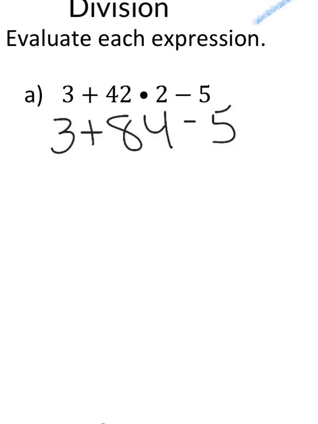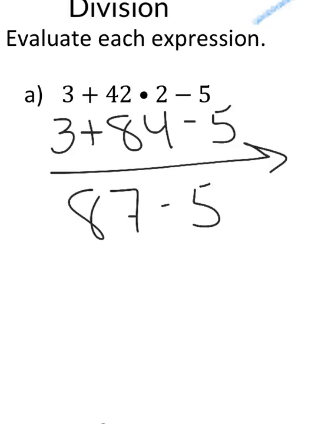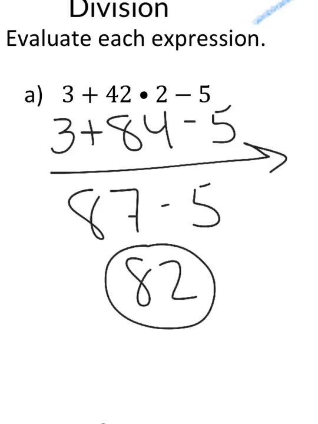Then if I continue through PEMDAS, my next operations are addition and subtraction. If I perform those from left to right, I get 87 minus 5, which then becomes 82. Again, I'm finished showing my work neatly down the page.